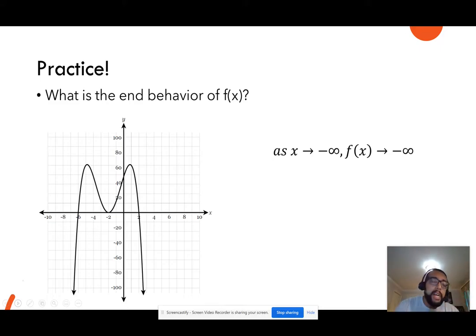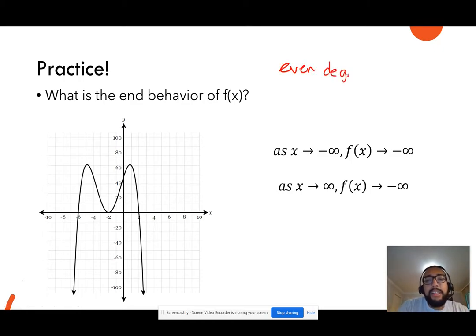Let's look on the other side of our graph. As our x values are getting bigger, what's happening to the y values? You are correct indeed as well. They're still approaching that negative infinity. Ask yourself that same question from last time. Okay, even degree or odd degree, they're both going in the same direction. That means, yes, we have an even degree.